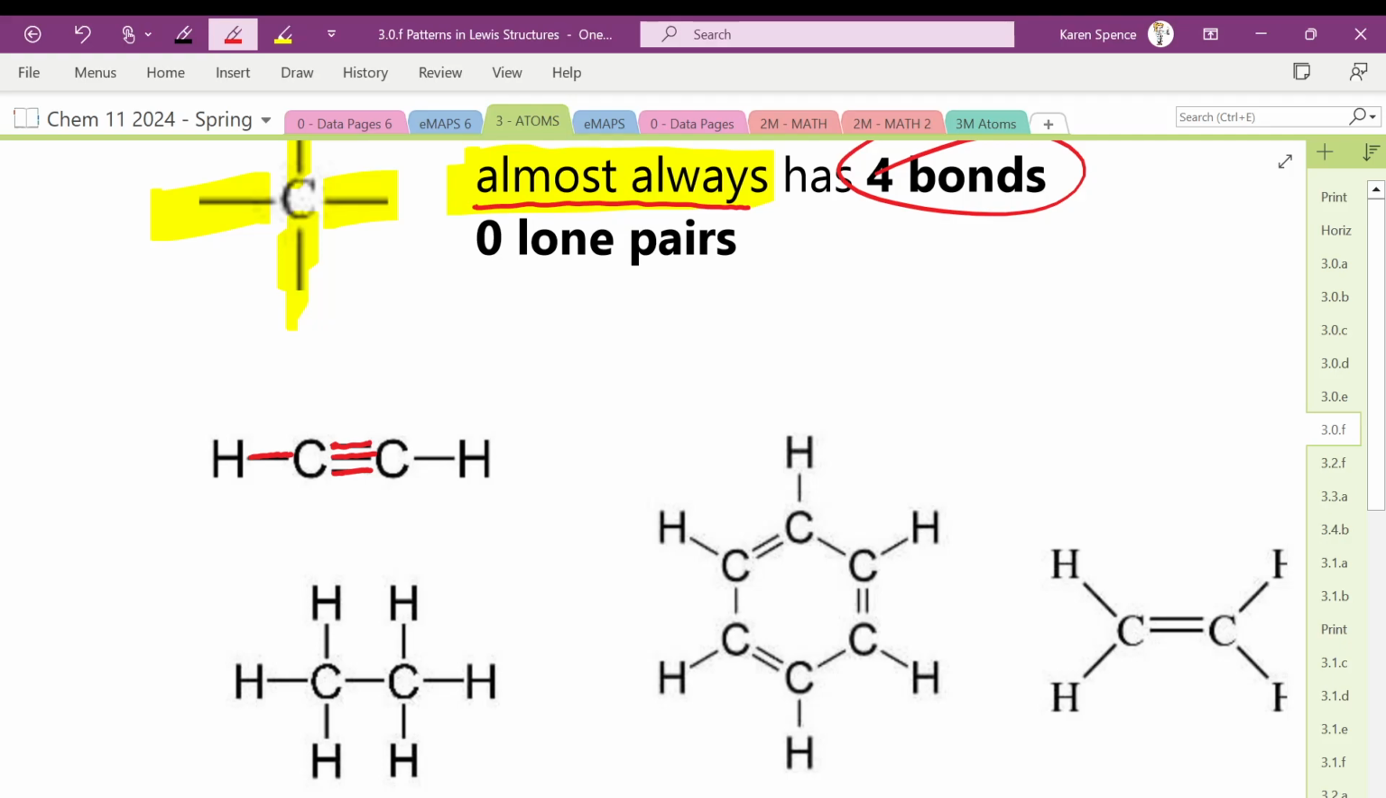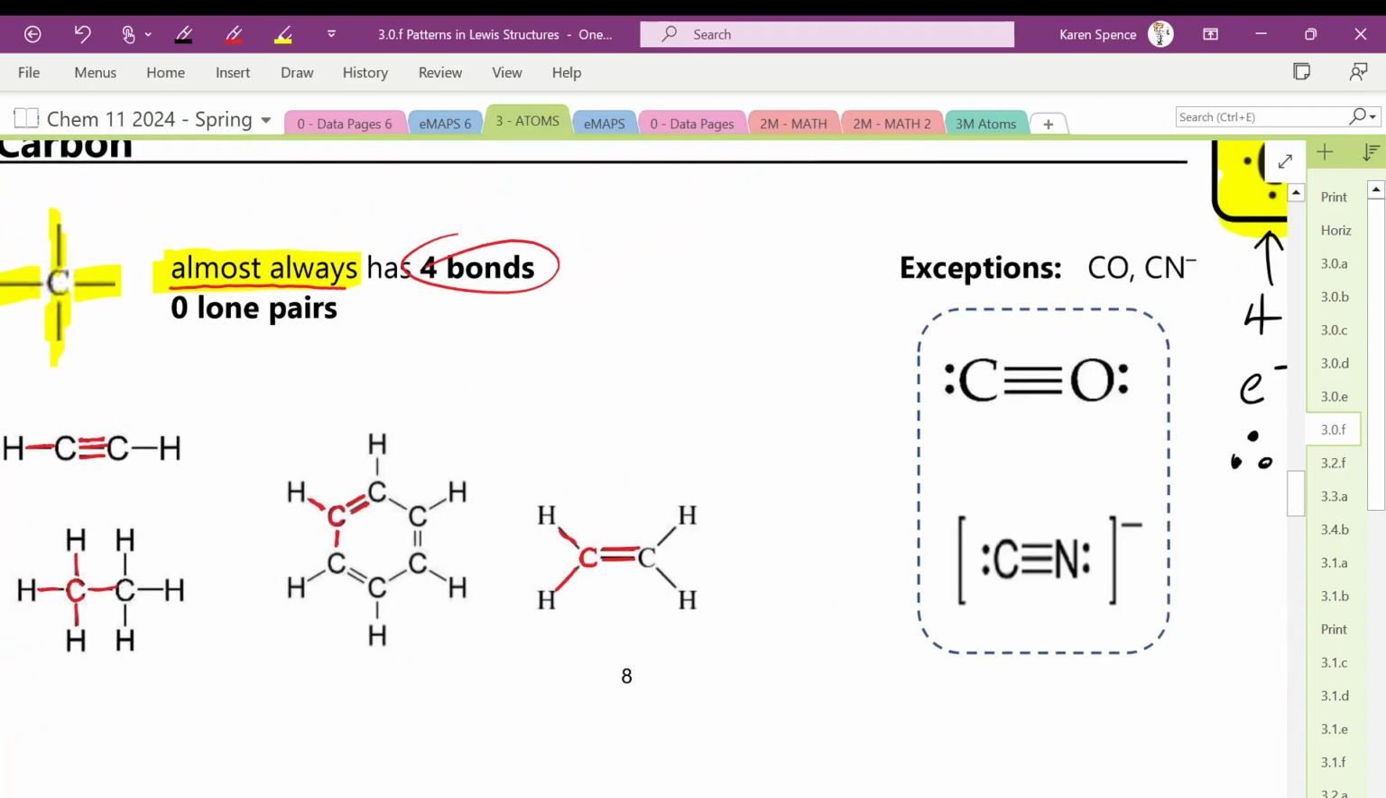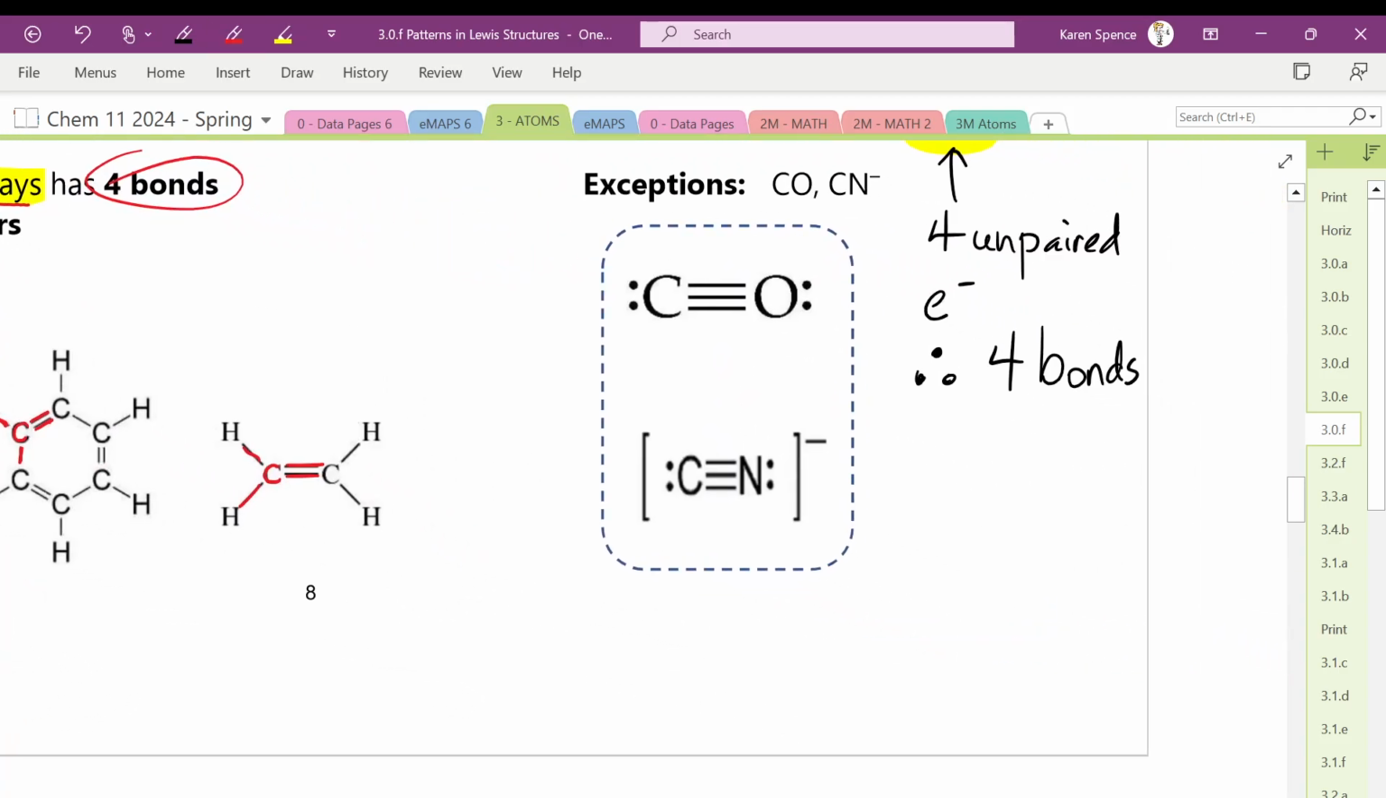Okay. How many bonds does this carbon have? 1, 2, 3, 4. How about this carbon here? 1, 2, and then 3, 4. How many in this carbon here? 1, 2, 3, 4. So almost always 4 bonds. There will be a few situations where it only has 3 bonds, but we'll learn the exceptions later.